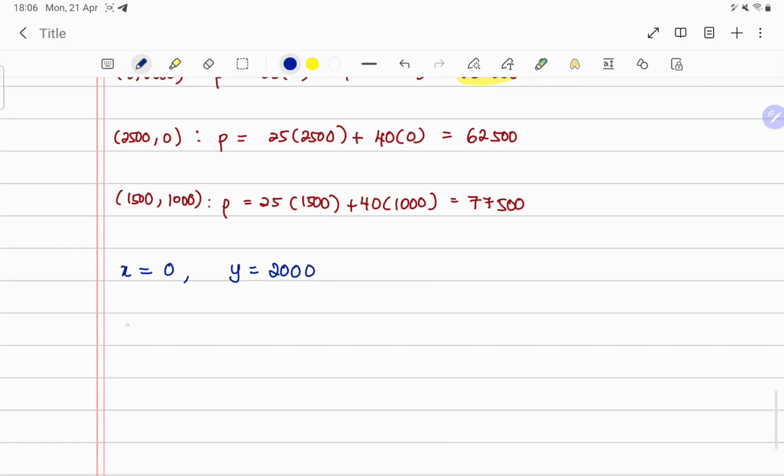Which means your model A is equal to 0 and model B is equal to 2,000. That is when you can maximize the company's monthly profit. So the answer is this, which is 0, 2,000. That is. So settle for this question.